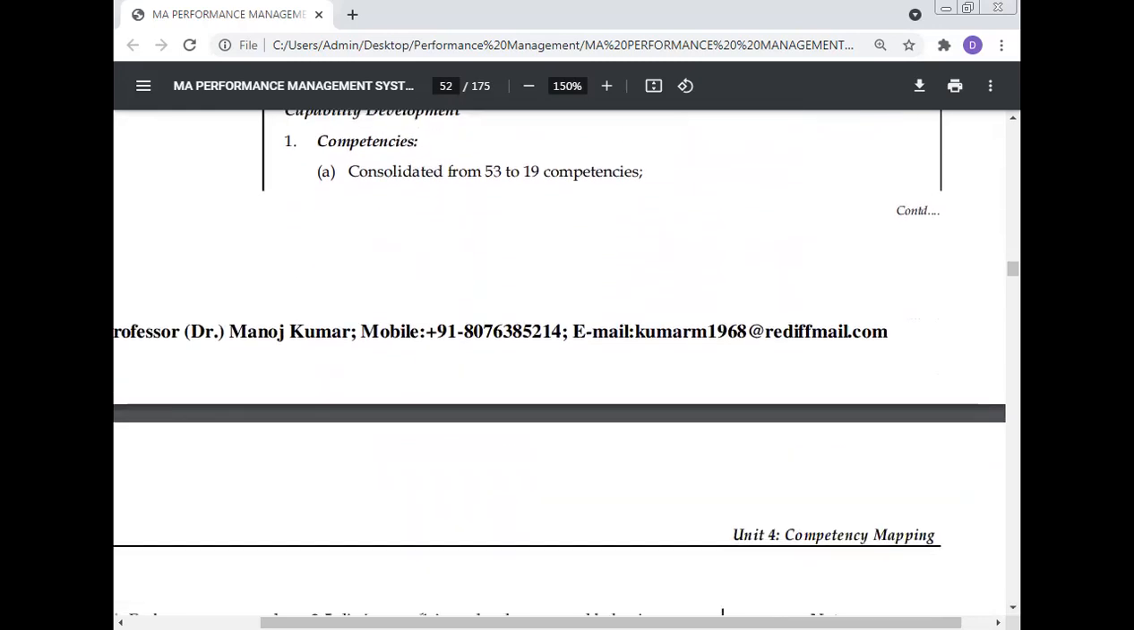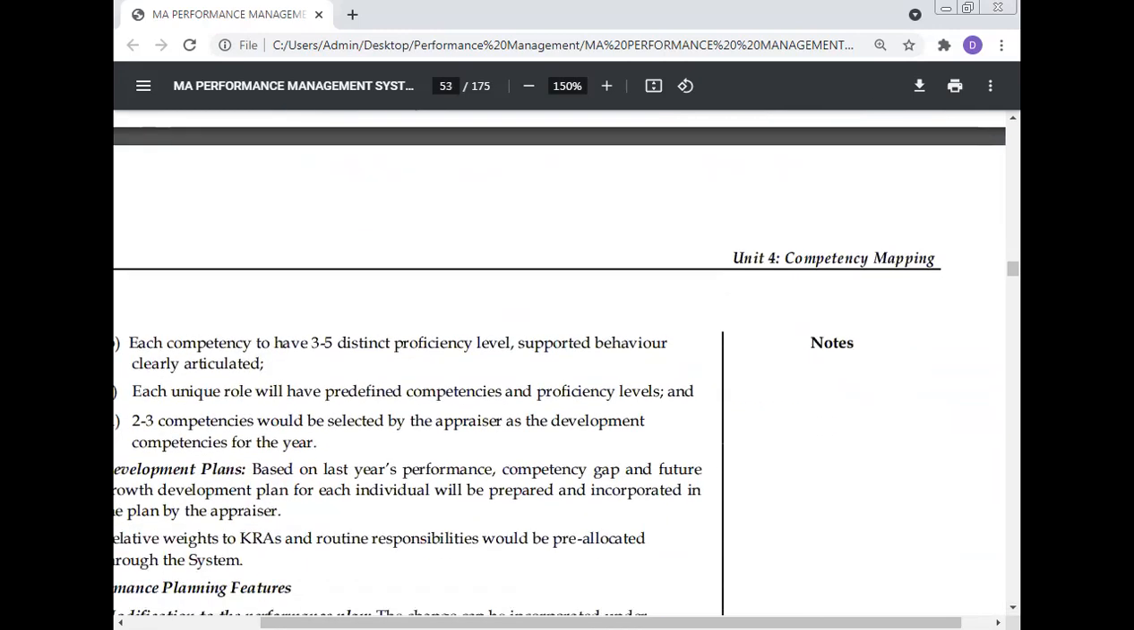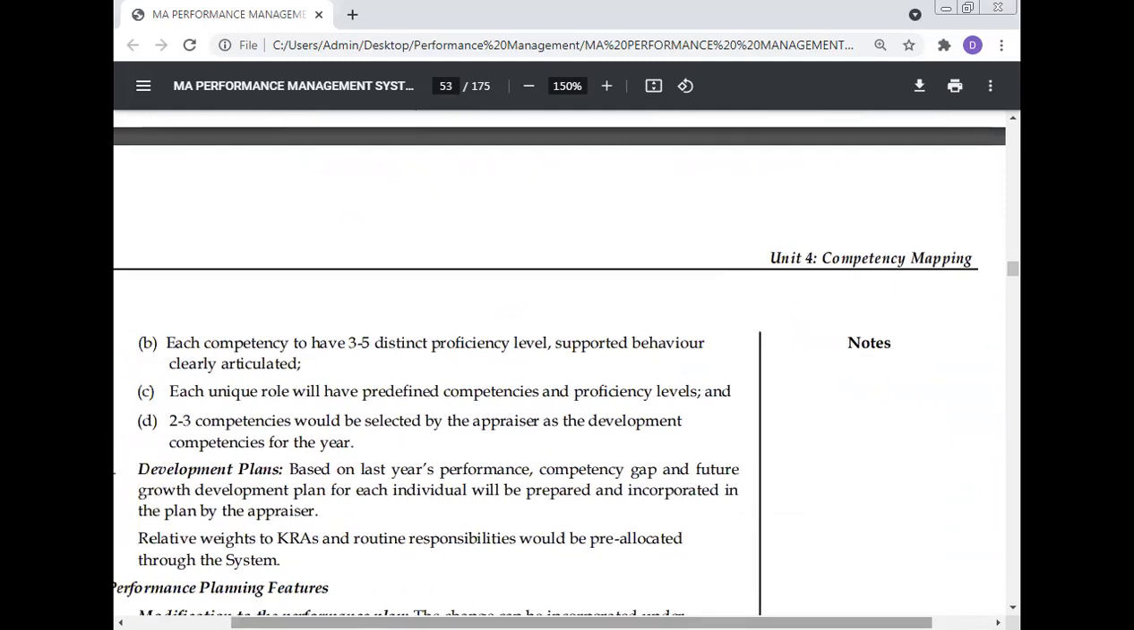Capability development, competency: consolidated from 53 to 39 competencies. Each competency has 3-5 distinct proficiency levels, with supported behaviors clearly articulated. Each unique role will have predefined competencies and proficiency levels. 2-3 competencies would be selected by the appraiser as the development competencies for the year.